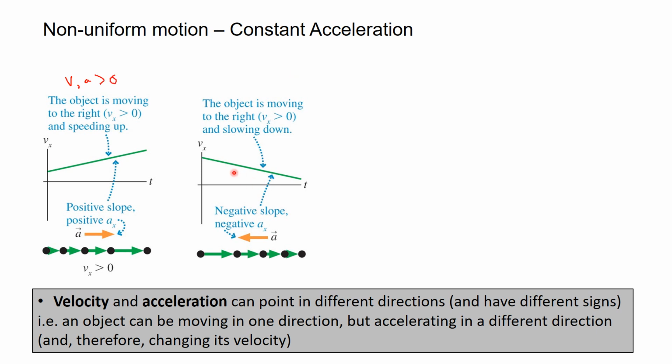Then the second graph, we have an object that has a positive velocity, but you can see the velocity is getting smaller. So it's slowing down. It's still positive, but slowing down. So it has a negative slope. So the acceleration is negative, and the motion diagram looks like this. The dots are getting closer and closer, but they're still moving to the right. So this is an example of positive velocity but negative acceleration, kind of like what we saw in the previous slide.